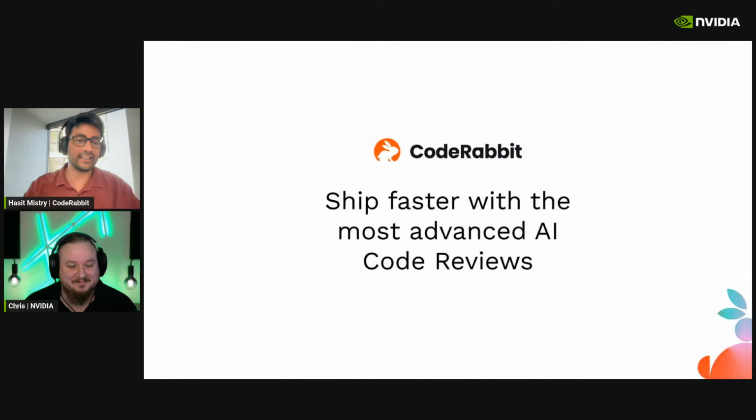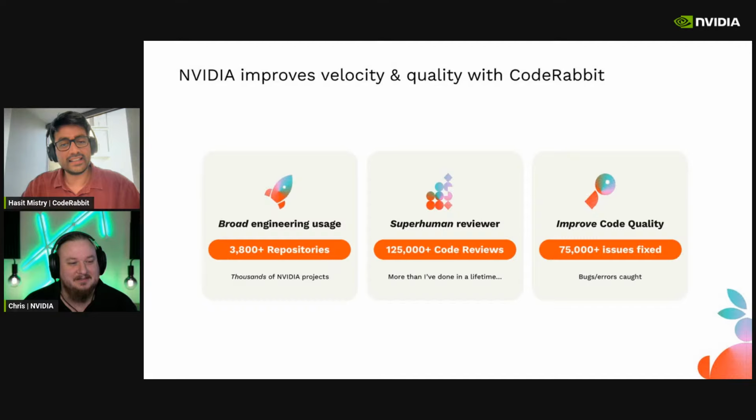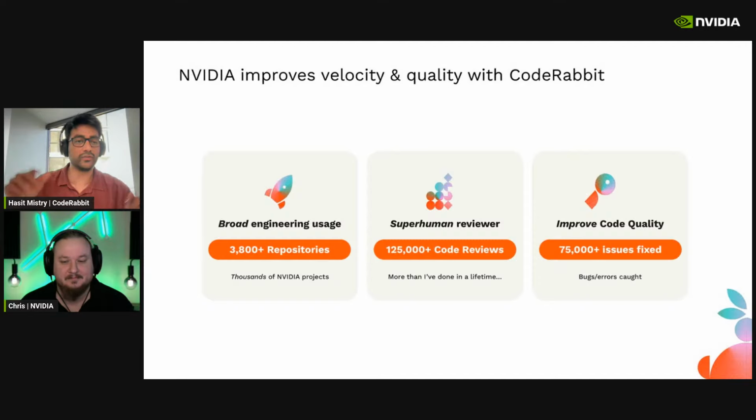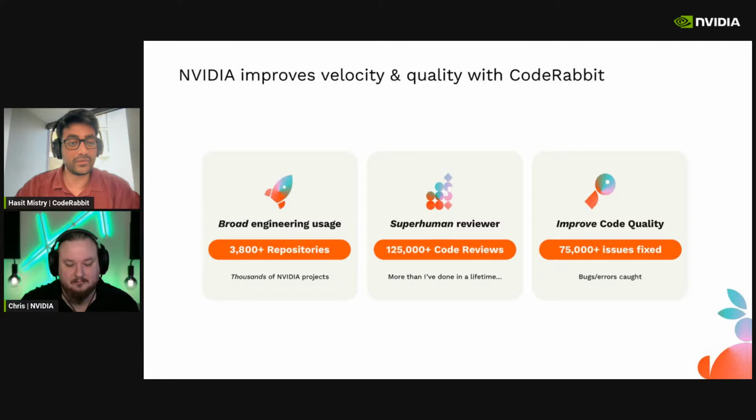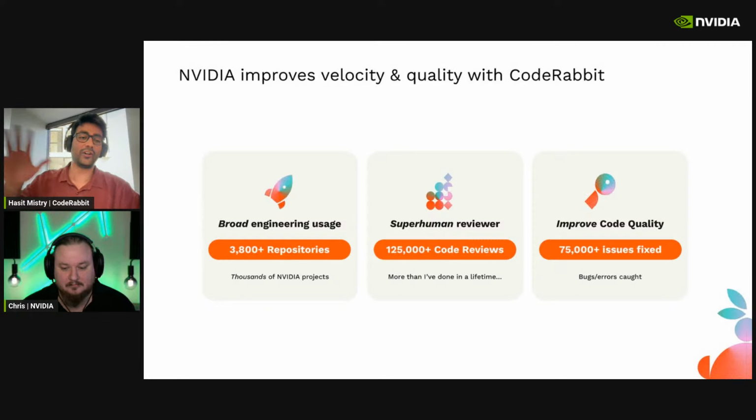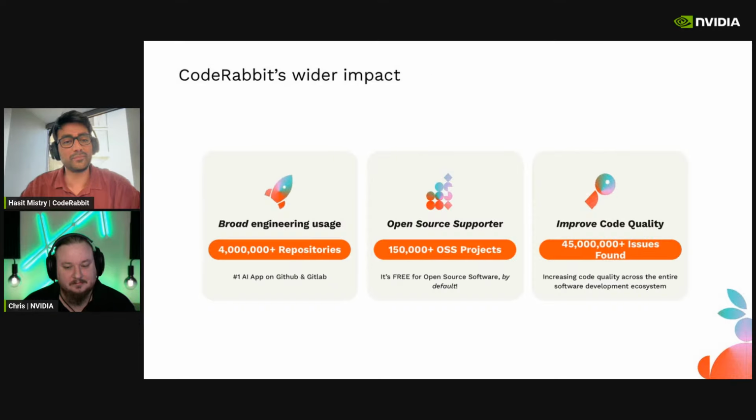So we can go to the next slide and talk about some stats. CodeRabbit has been working very closely with NVIDIA. It is installed NVIDIA-wide. We are installed on close to 4,000 repos by now. We've performed 125,000 code reviews in a very short span of time. That just goes to tell you how wide the adoption is. 75,000 issues found and fixed by NVIDIAns all across different organizations inside of NVIDIA. That's super exciting.